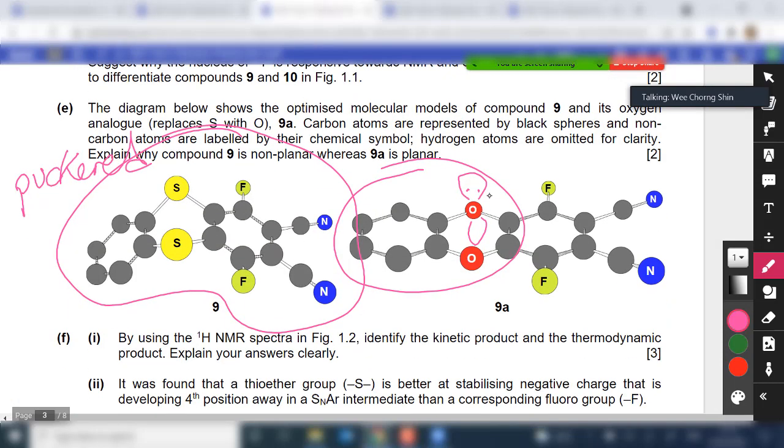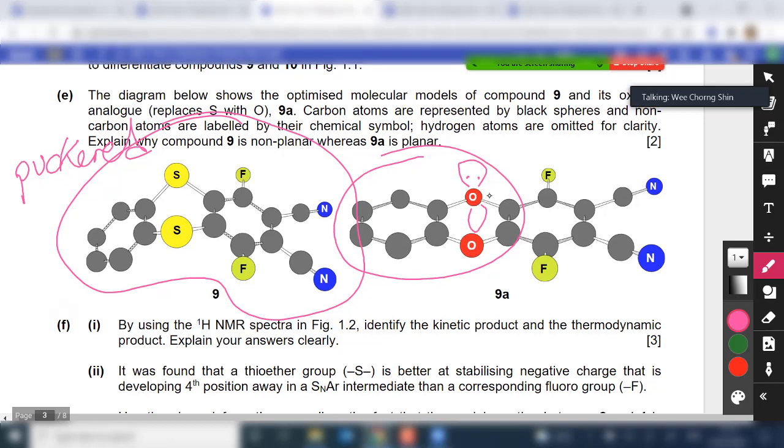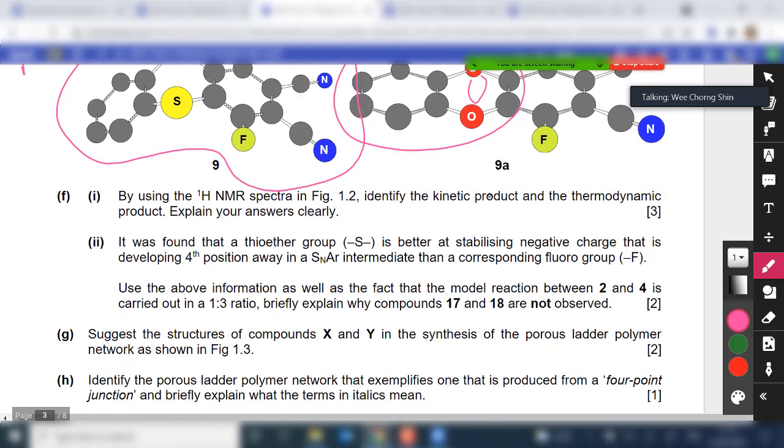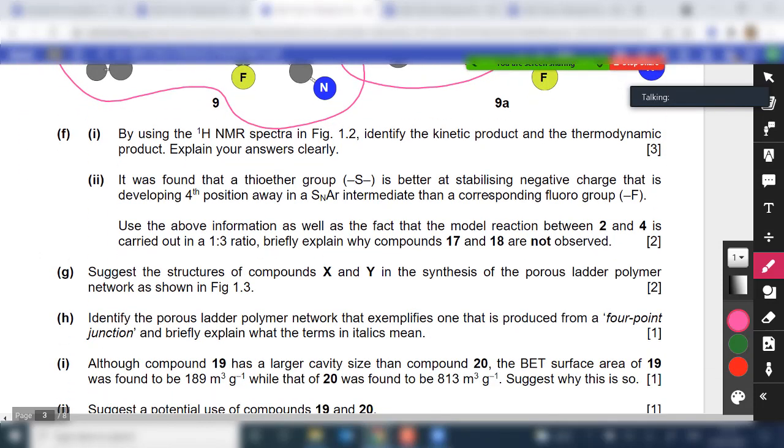How come this kind of question can be asked here? Because we gave you the diagram, we showcase to you what it's like on your end. You can make the necessary linking. Okay, now comes the most beautiful part, the NMR. By using the NMR, identify the kinetic and thermodynamic products.